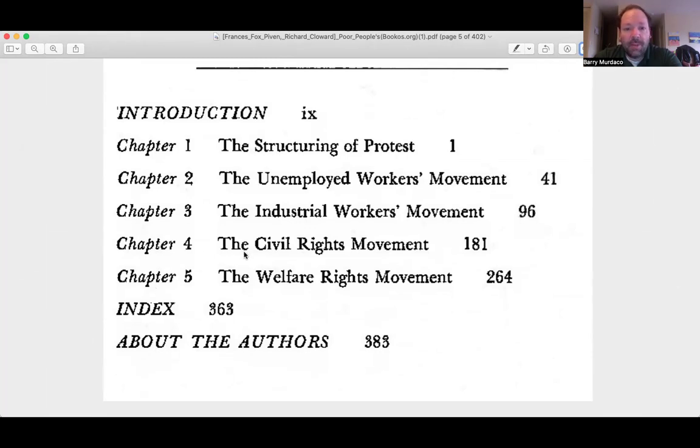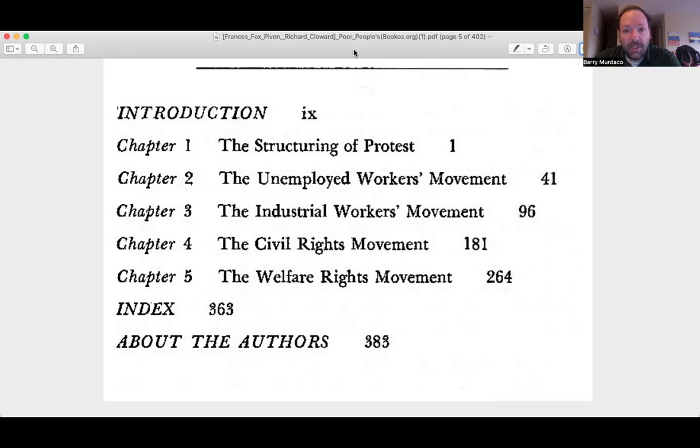I asked people to read the chapter on the civil rights movement. I plan on covering that as well as covering the first chapter of the book where they lay out their theory of social movements. You can see the chapters are fairly long. There are, in fact, only five chapters in the book. The book's about 400 pages long, which is pretty unusual, I think, to have a book of that length with just a handful of chapters, not even counting the introduction.